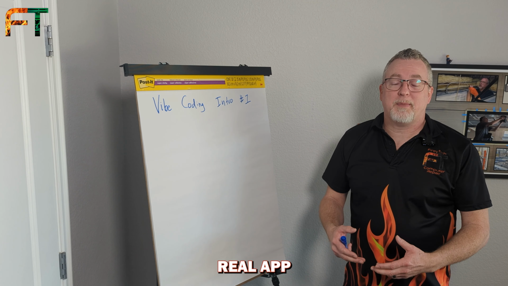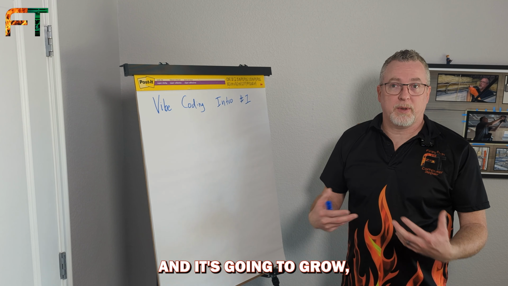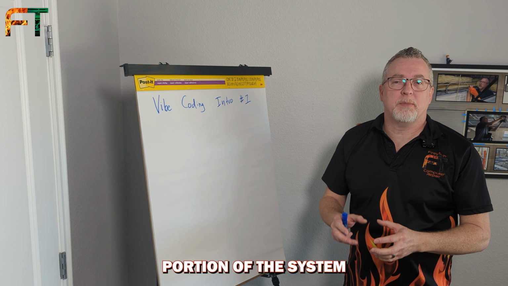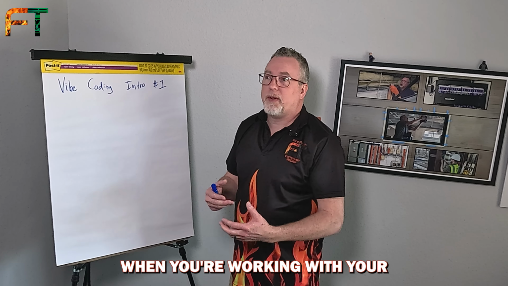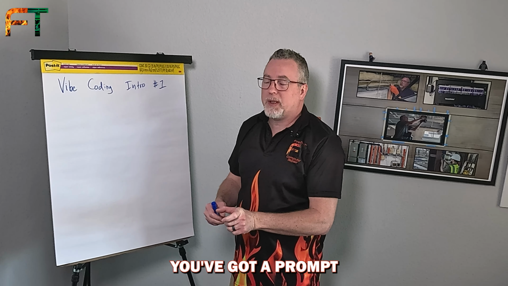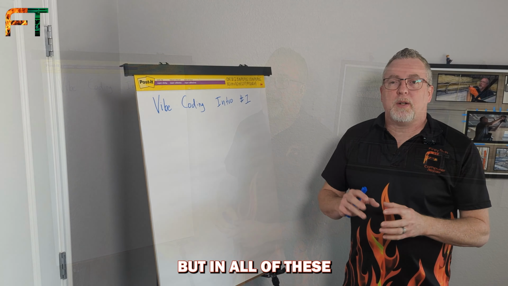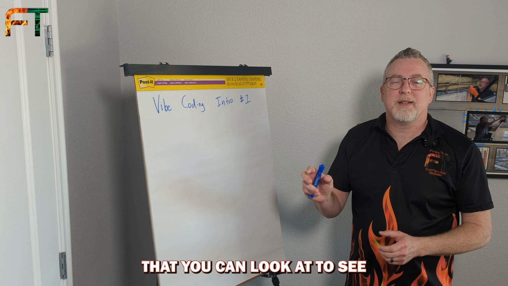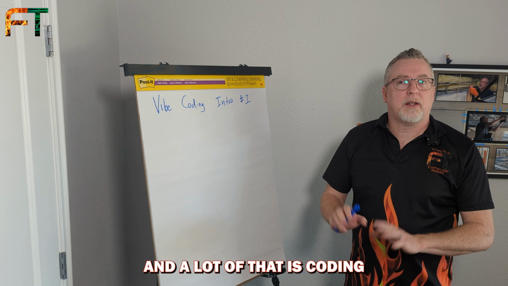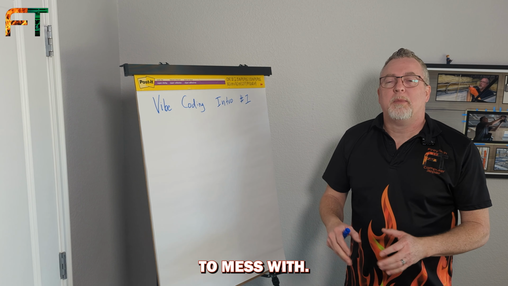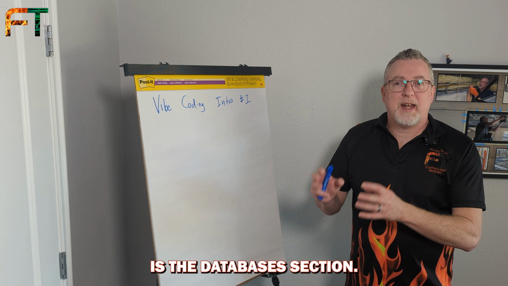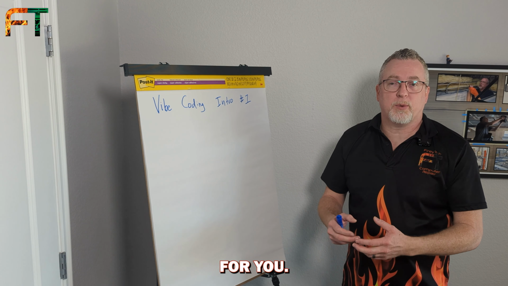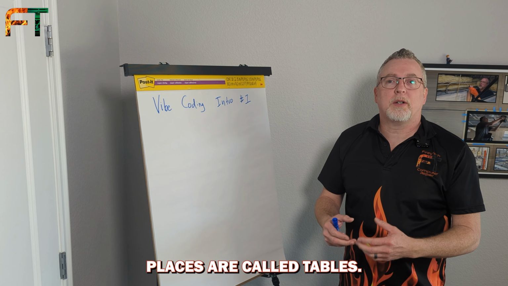If you're going to make a real app that's really used by people and it's going to grow, then you want to make sure that this database portion of the system is built correctly. Normally, when you're working with your AI agent, you've got a prompt where you type and you have a conversation. But in all of these AI agent apps, there's going to be a section that you can look at to see some of the background things. And a lot of that is coding that you don't want to mess with. But the one thing you do want to look at is the databases section. And this is where it creates all the little storage places for you. These storage places are called tables.